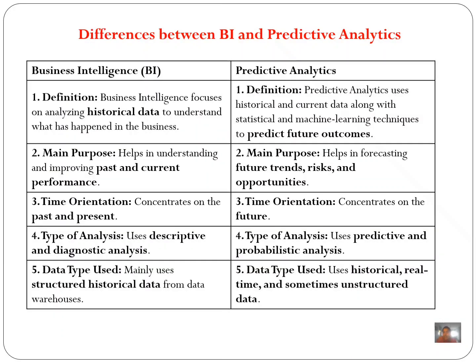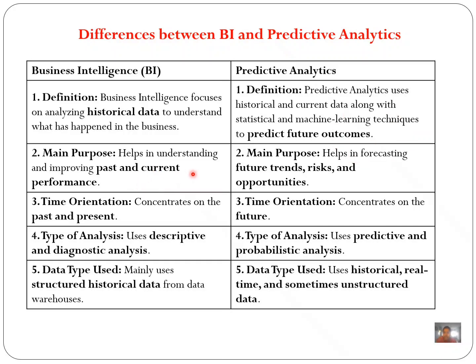Next, coming to the differences between business intelligence and predictive analytics. Business intelligence mainly focuses on the past and present data. It helps the organizations understand what has already happened and what is currently happening. But the predictive analytics focuses on the future. It analyzes the existing data patterns to understand what is likely to happen next.